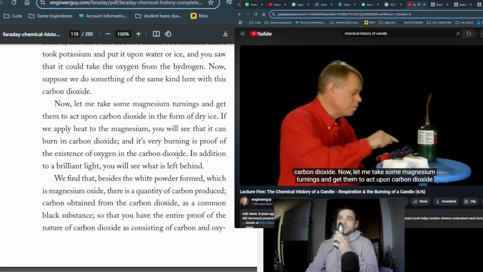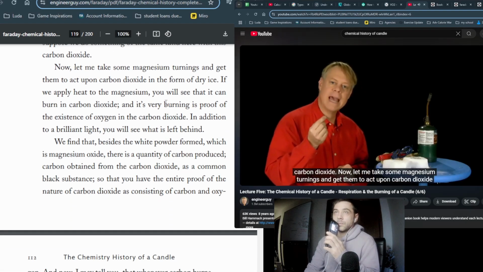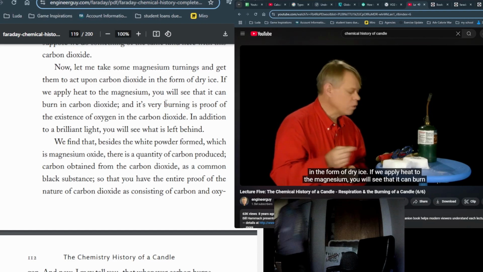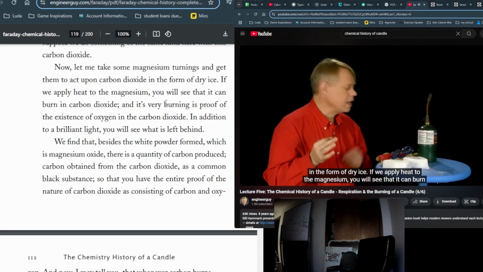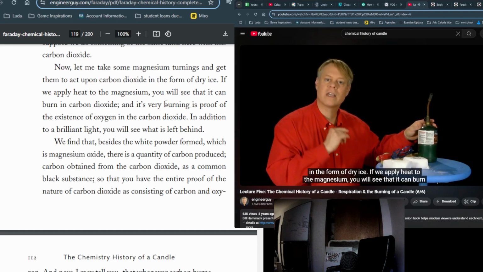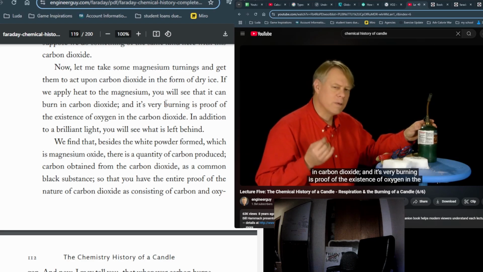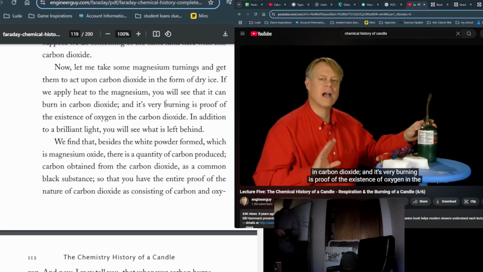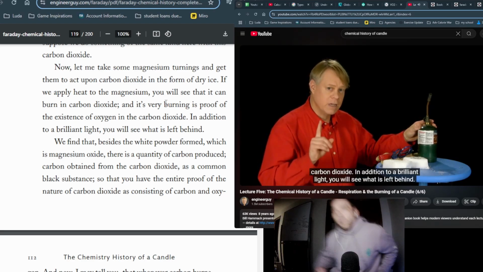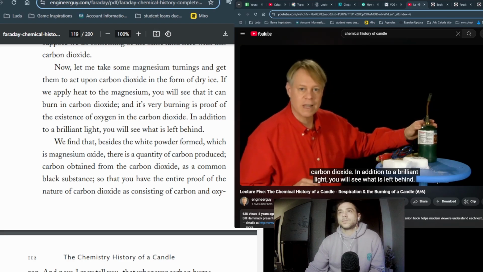Now, let me take some magnesium turnings and get them to act upon carbon dioxide in the form of dry ice. If we apply heat to the magnesium, you will see that it can burn in carbon dioxide, and its very burning is proof of the existence of oxygen in the carbon dioxide. In addition to a brilliant light, you will see what is left behind.